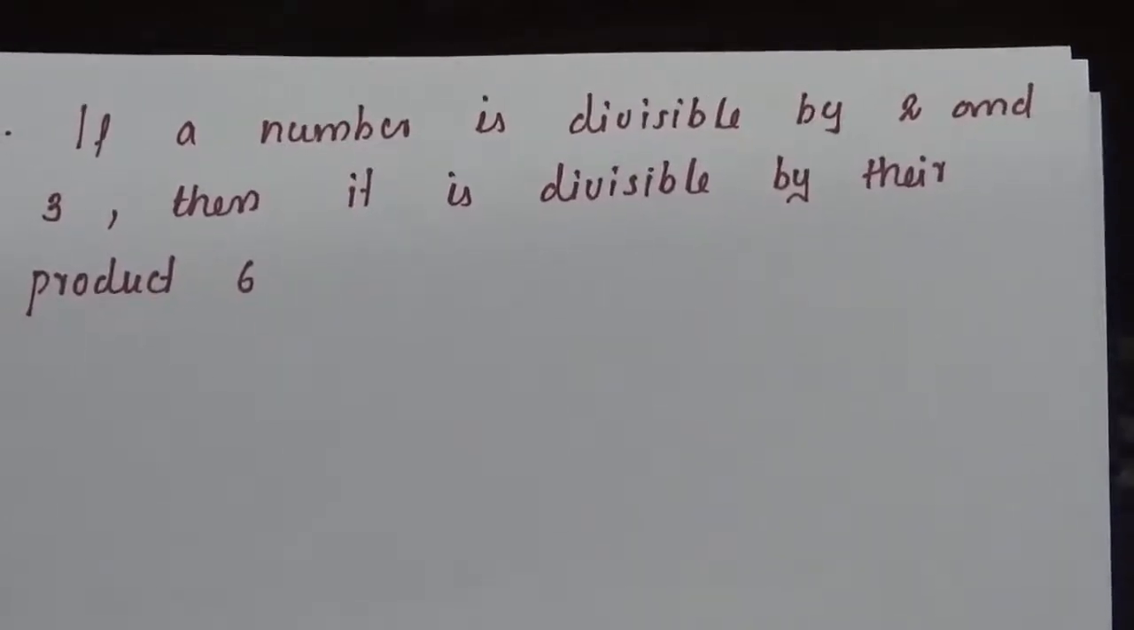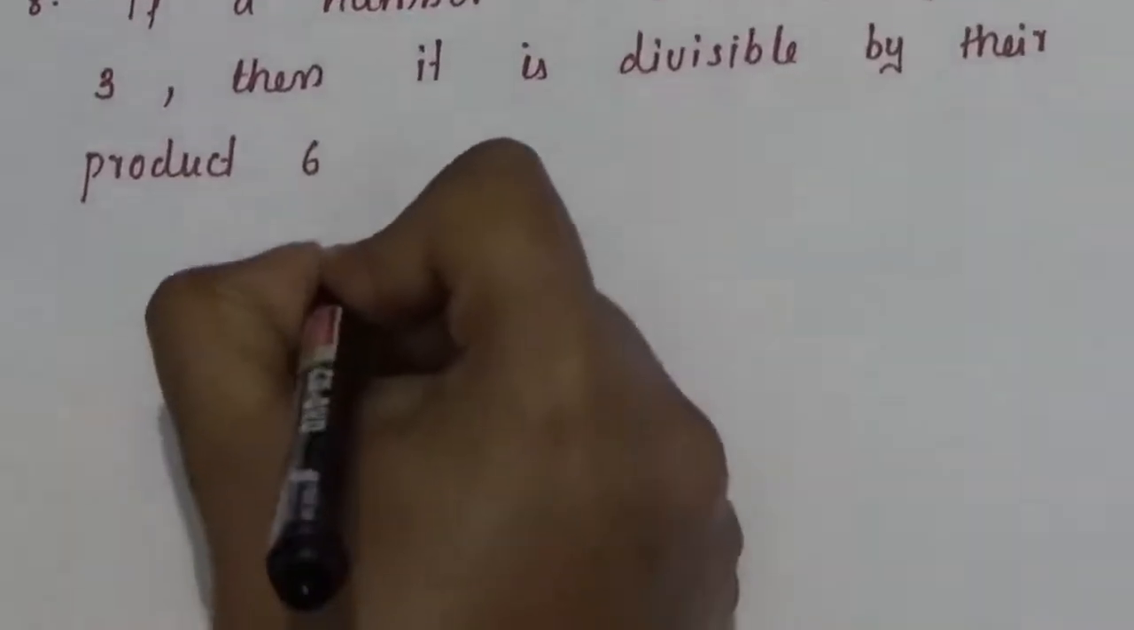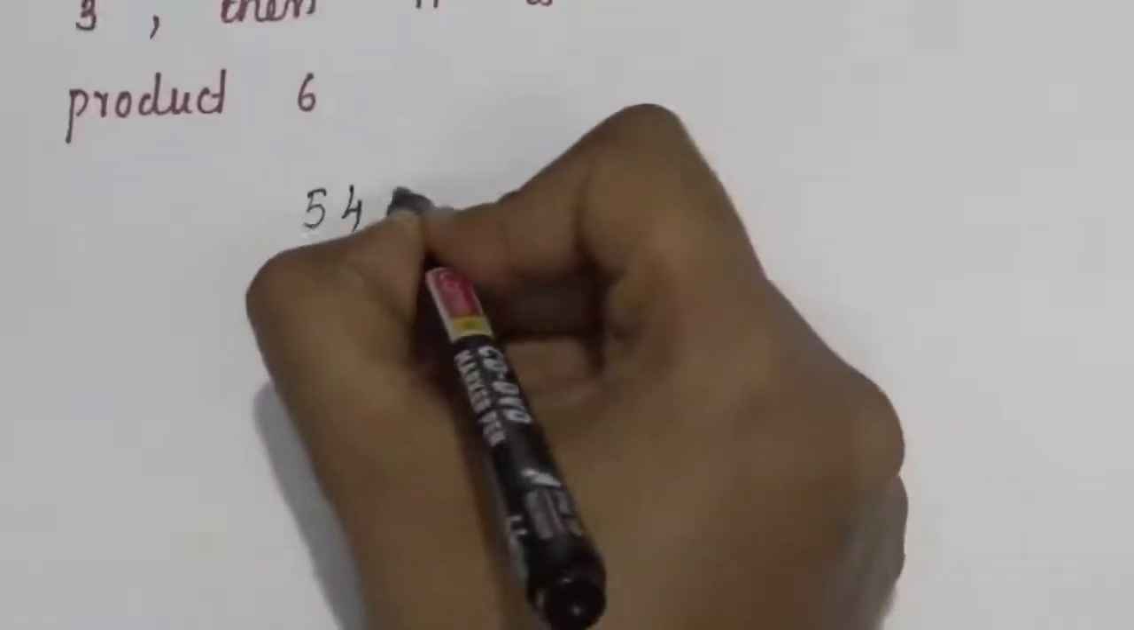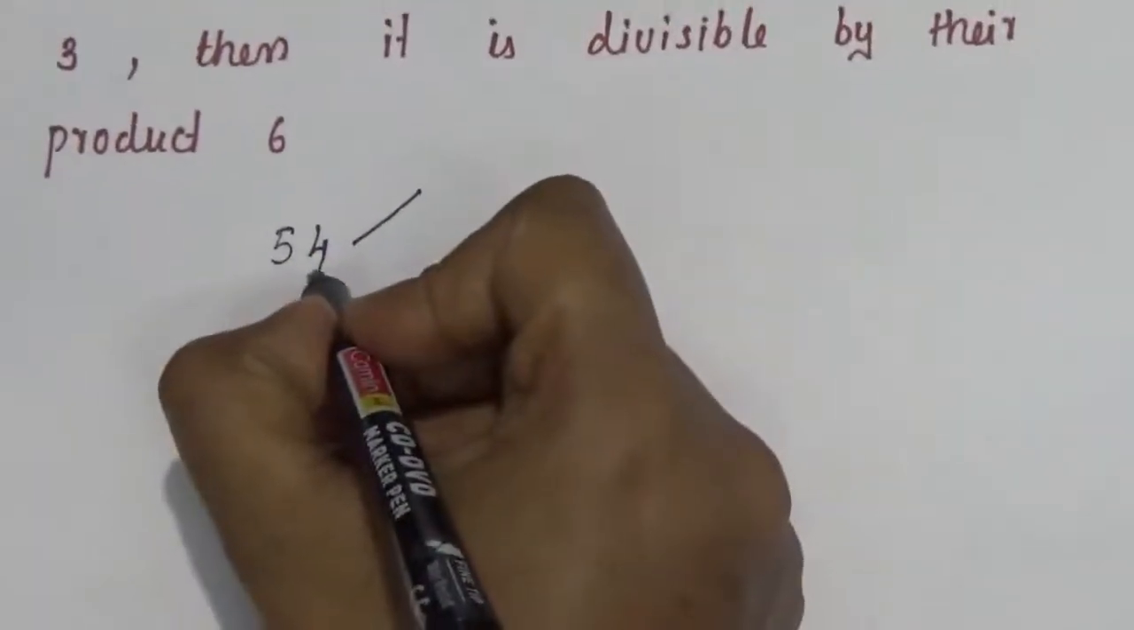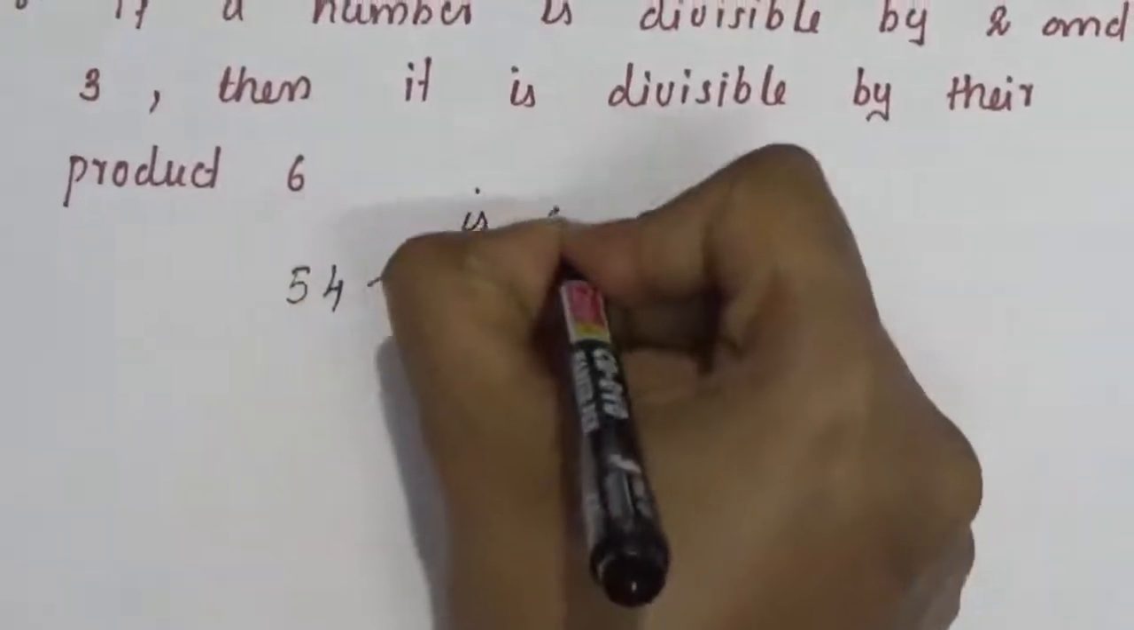For example, let's take the number 54. First you need to check whether it is divisible by 2. So you look at the last digit, that is 4. It's an even number. So this number is divisible by 2.